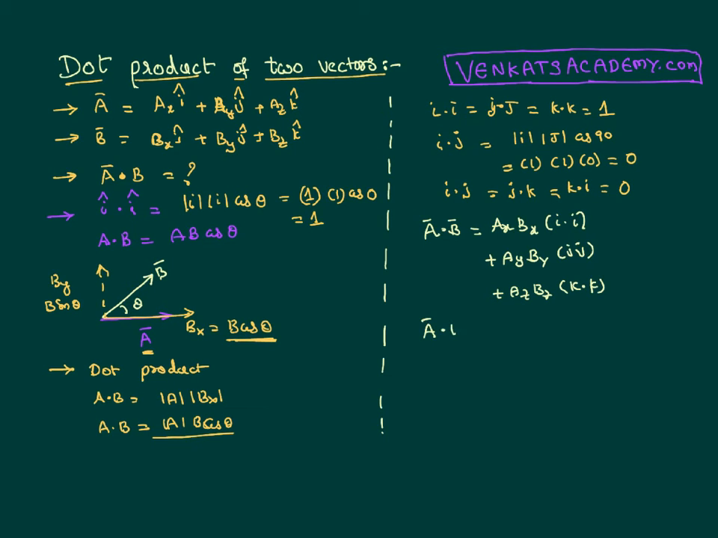Therefore, the dot product of two vectors, a bar dot b bar, is ax bx plus ay by plus az bz. It's going to be a scalar quantity having only magnitude. There is no direction. That's why when you take a dot product of two vectors, you are going to get a scalar, a number, but it's not going to be a vector. That's it, right? Thank you.